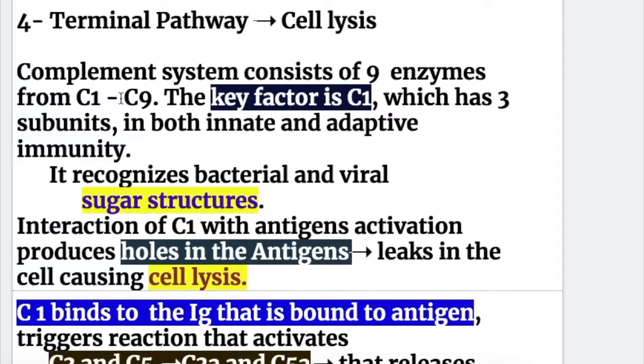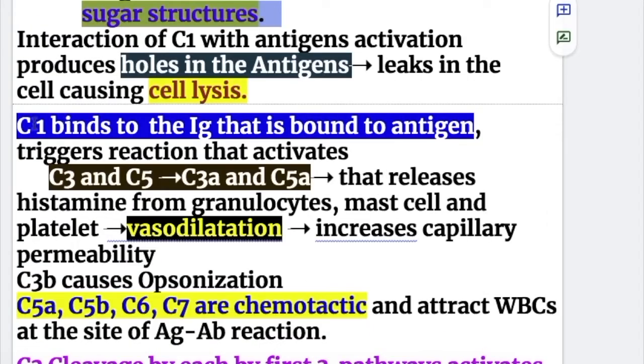The first step or the key factor in the complement is C1, which recognizes the bacterial and viral sugar structures, and C1 combines with the antibody that is attached to the antigen and makes holes in the antigen by causing chemotaxis and attracting neutrophils, monocytes and macrophages at the cell. C1, when combined with immunoglobulin, activates C3 and C5, and that releases histamine from granulocytes, mast cells and platelets and causes vasodilatation and increased capillary permeability.